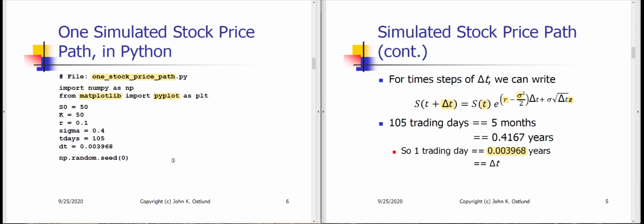I'm going to initialize NumPy's random seed to 0, so that if you try this out, you'll see the same results that I do. Of course, that's optional. You can leave that out, and you will still get a valid simulation. It just won't be identical to the simulation that I'm going to do.